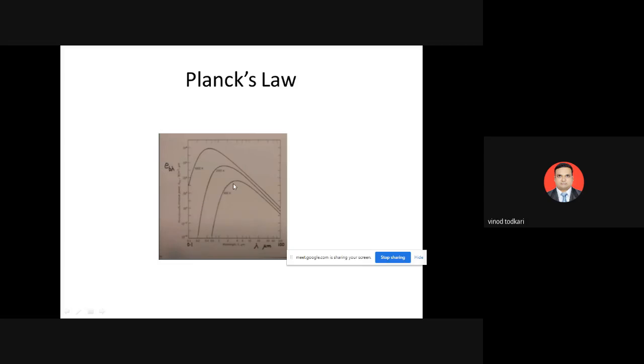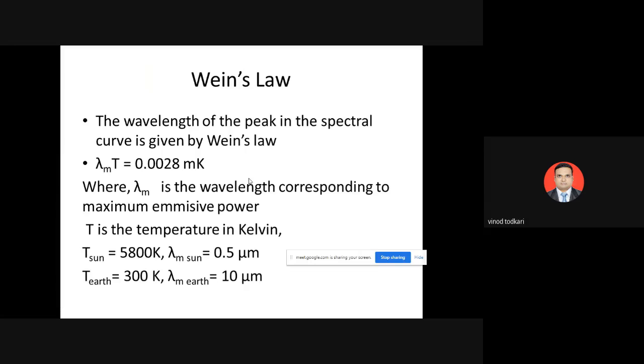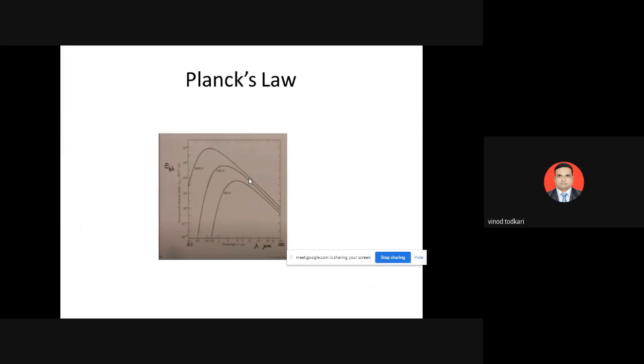Simply, what did Wien observe? This lambda m, the location at which maximum emissive power is obtained, shifts to the left side. That is, it is inversely proportional to T. So simply he wrote the equation that lambda m is proportional to 1 upon T, right? So lambda m is equal to constant upon T. So lambda m into T is equal to constant. And that lambda m into T equals constant is called Wien's displacement law. So is Planck's law clear to you? Okay.